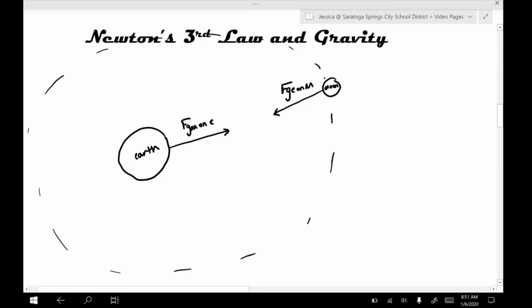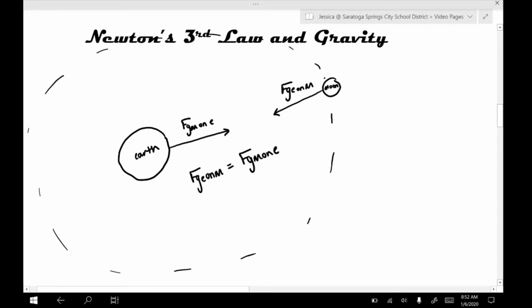Newton's third law says that in any interaction between two objects, the forces between those two objects must be equal in magnitude but opposite in direction. So what that means is the Earth and the moon interact through gravity. So the forces of gravity between those two objects need to be equal and opposite. So the force of gravity of the Earth on the moon has to be equal to the force of gravity of the moon on the Earth.